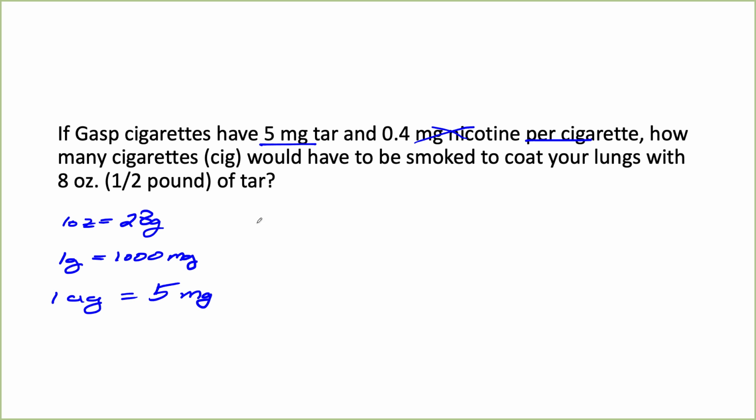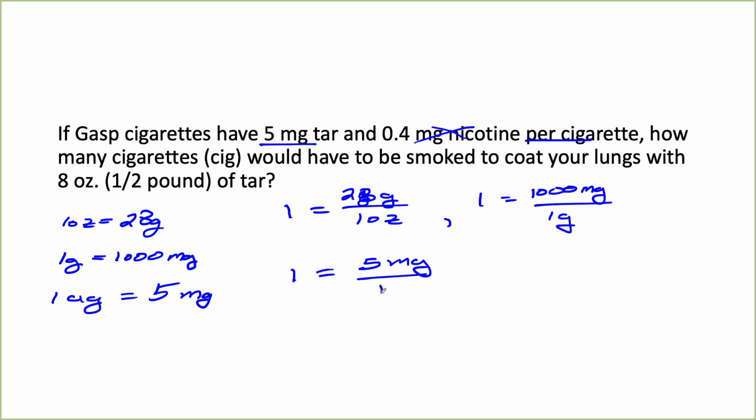Now, how I'm going to set this up is that I want to make this into a fraction. So I'm going to divide both sides by 1 ounce. So 1 is equal to 28 grams over 1 ounce. And then if I divide 1,000 milligrams by 1 gram, that's going to give me 1 is equal to 1,000 milligrams over 1 gram. And if I divide both sides by 1 cigarette, 1 is equal to 5 milligrams over 1 cigarette. And of course, I could flip this and go 1 is equal to 1 cigarette per 5 milligrams. It doesn't matter how we write the fraction, as long as you get the 1 and the 5 on the right side, you got the conversion factor. And this is what we mean by conversion factors.